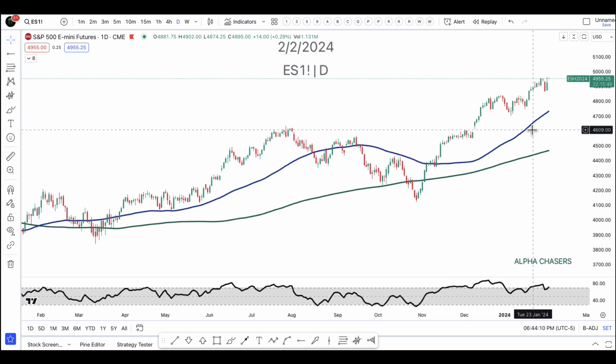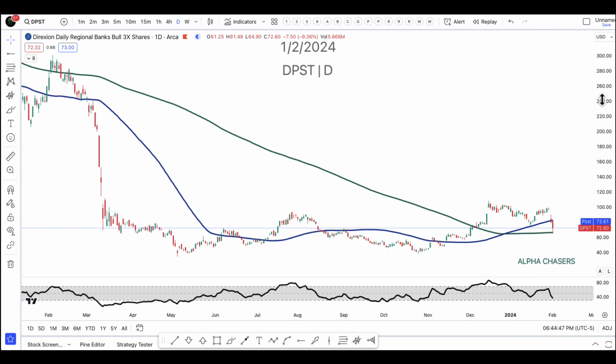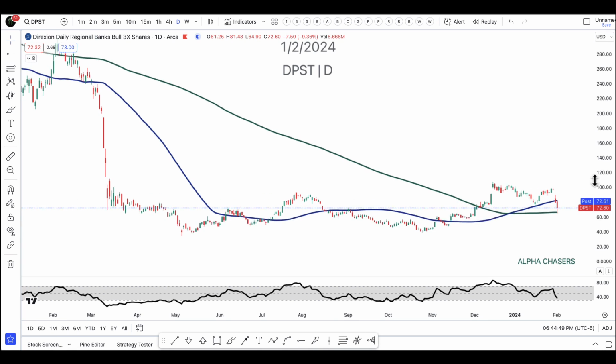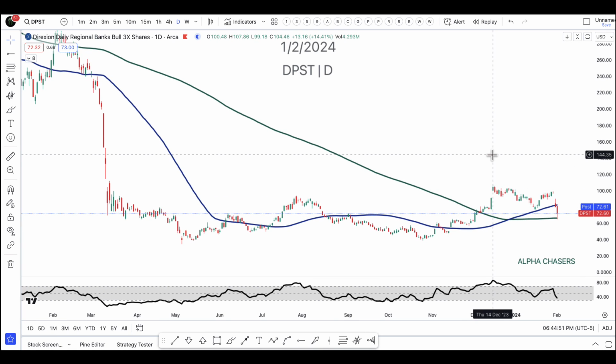Now, after what we saw tonight with Meta, I'm not so sure that they're going to be that way. I'm not so sure after Amazon that they're going to be exhausted. The number one thing that is concerning me is DPST and this move. But before we get to that, why is DPST down? This is the 3X Bull ETF.